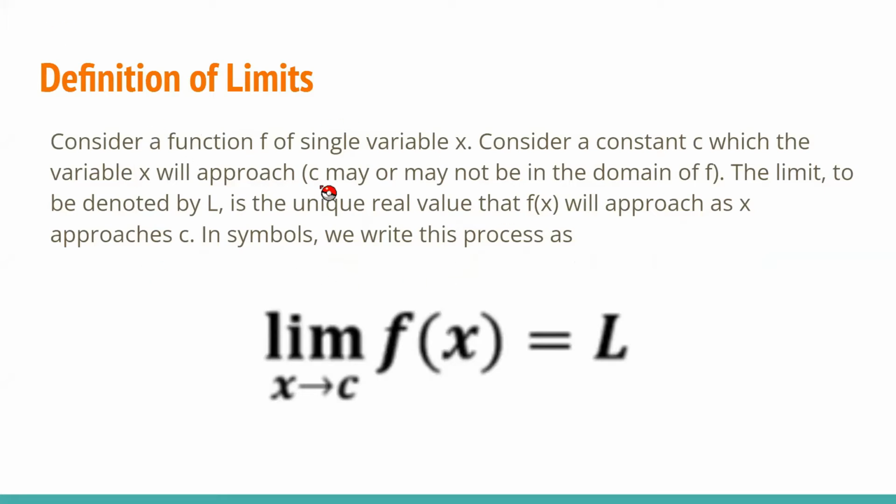Consider a function f of single variable x. Consider a constant c, which the variable x will approach. c may or may not be in the domain of f. The limit, to be denoted by L, is the unique real value that f of x will approach as x approaches c. In symbols, we write and read this process as the limit of f of x as x approaches c is L.